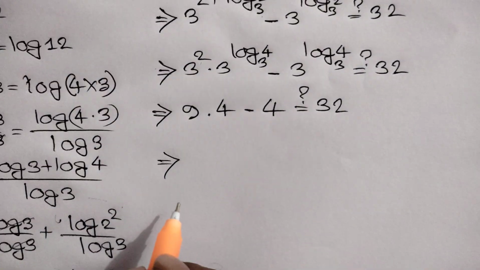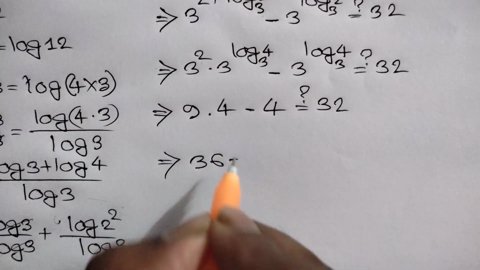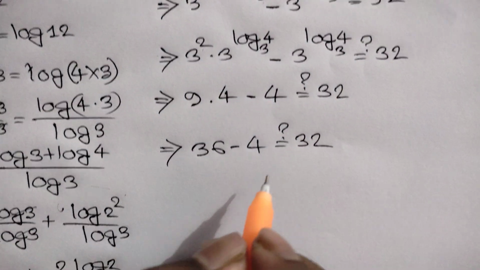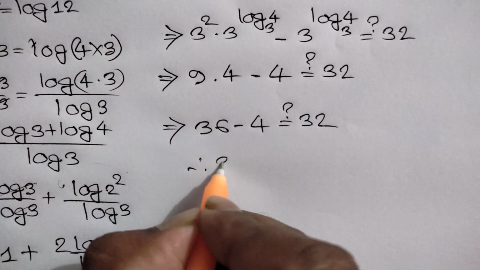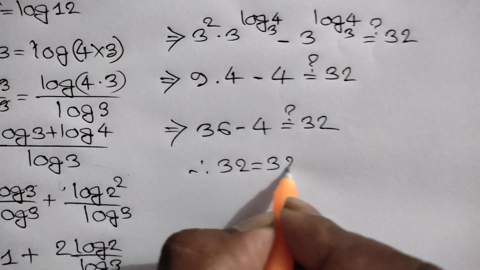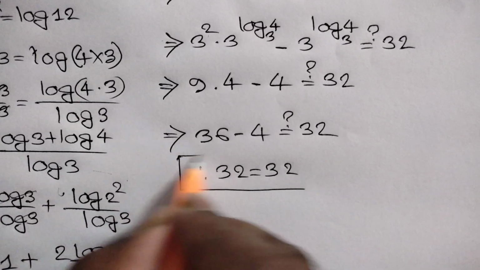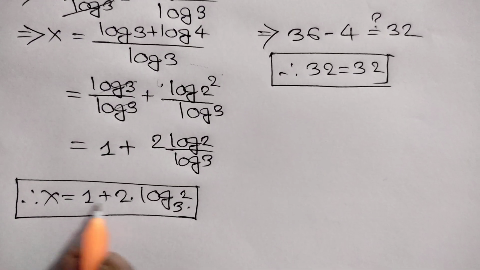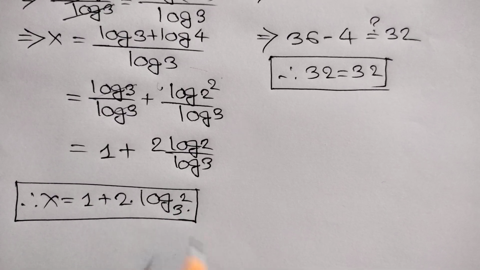Or 9 times 4 is 36 minus 4, is it equal to 32? Now we know that 36 minus 4 is 32, so we can write here 32 is equal to 32, so left hand side is equal to right hand side, so our final answer is x is equal to 1 plus 2 times log of 2 base 3.